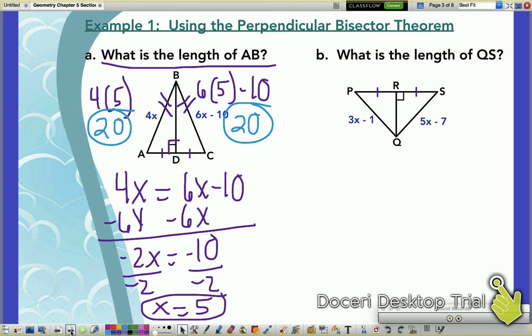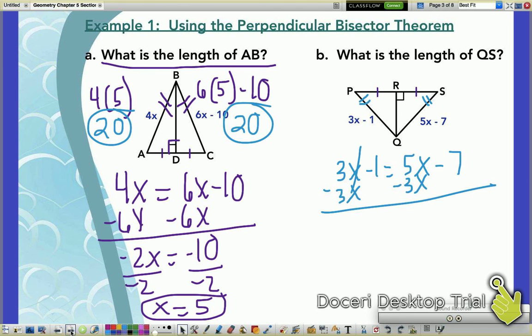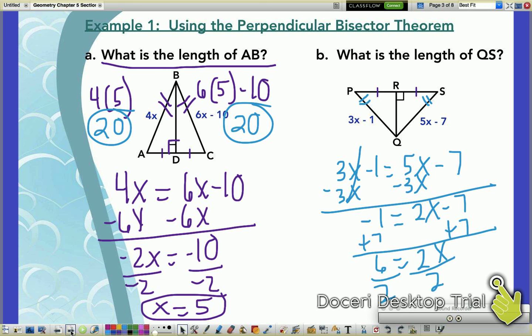So that's basically what this section is about. Again, these two sides are going to be congruent to each other, so we'll set the x's equal. Solve for x. So 6 equals 2x, so x is 3.